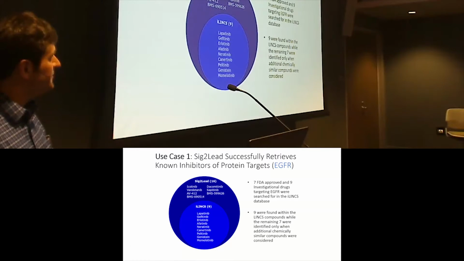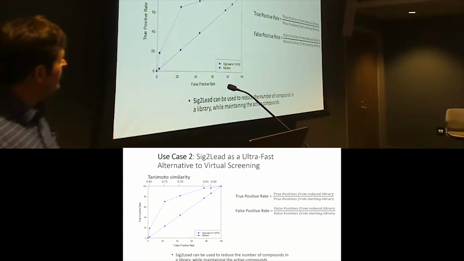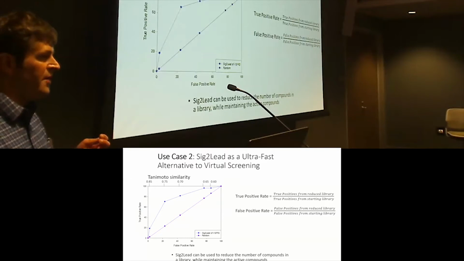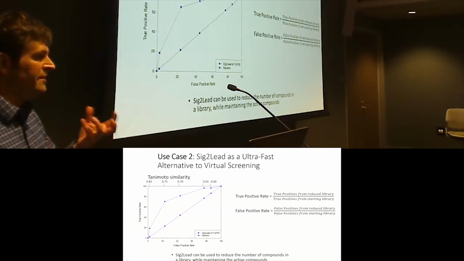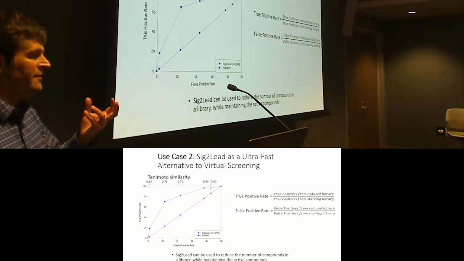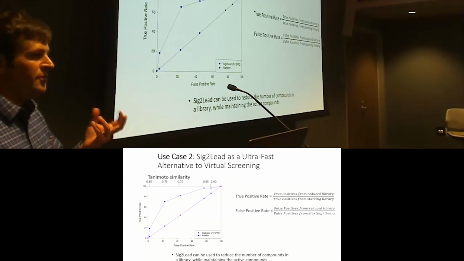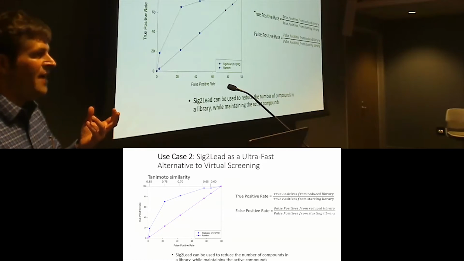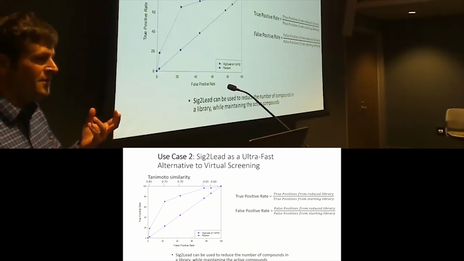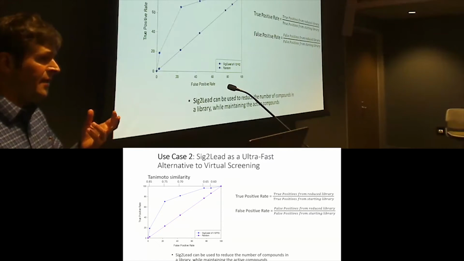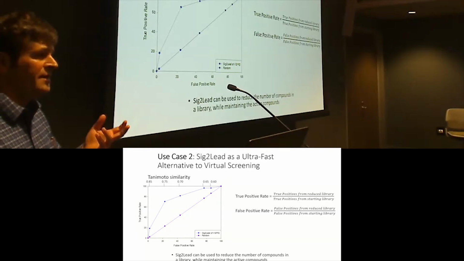We also looked at sig-to-lead as an alternative to virtual screening. Yarek mentioned this a little bit. Essentially, virtual screening is a method which looks at the spatial orientation of a ligand with a protein, and sees whether it's energetically favorable for it to interact. It's not as time consuming as the wet lab methods, but it's time consuming. And so what we're looking at with sig-to-lead is that we can essentially speed that process up.